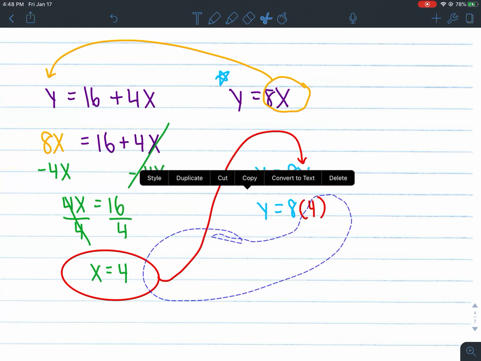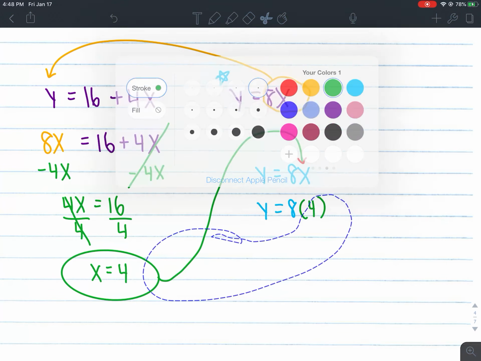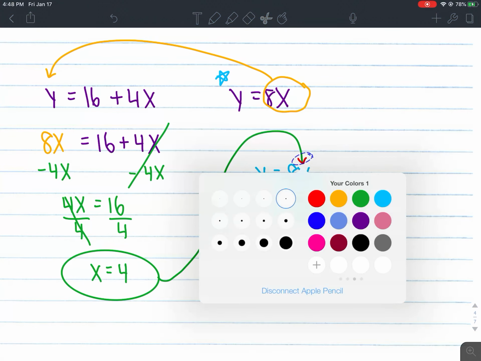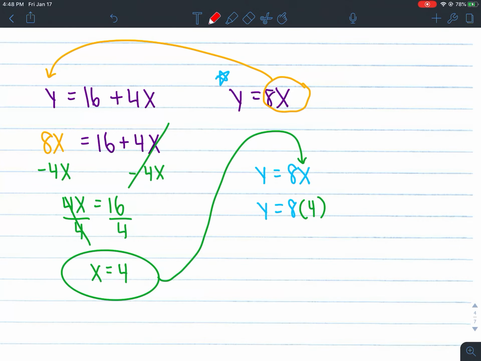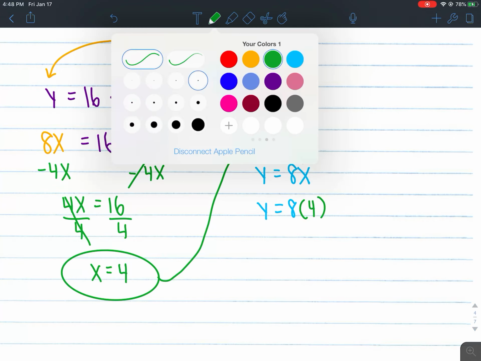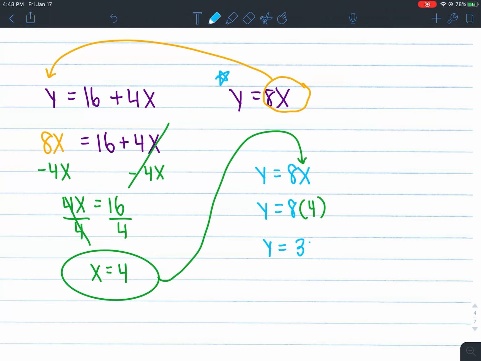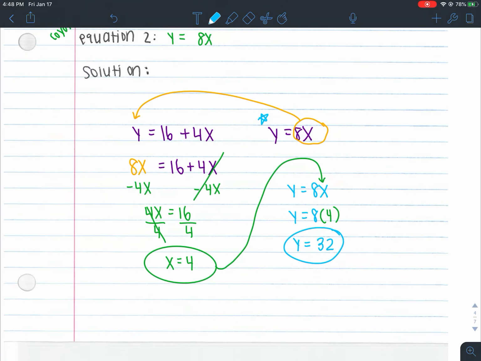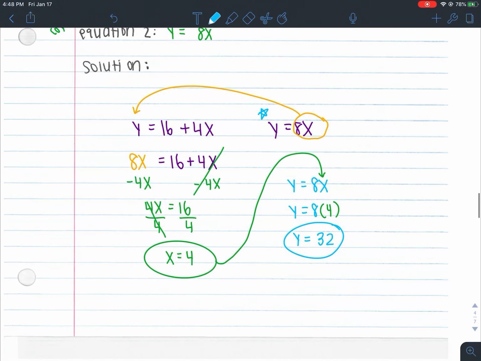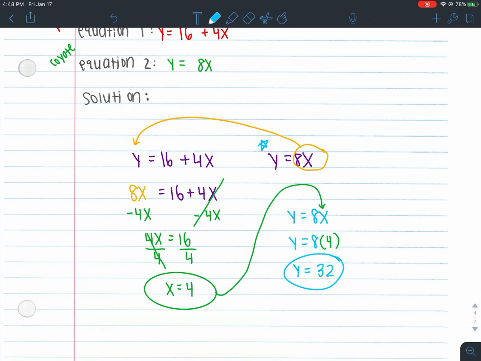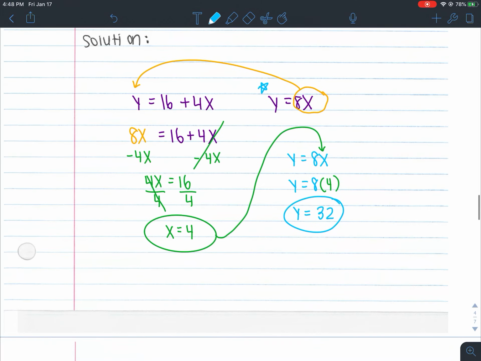Wait, why did this turn red? I'm so confused. All right. There we go. Well, what's 8 times 4? 32. So that's the other part of my solution. Now I could write a point here, but remember, this is a real world problem, so let's answer the question. Instead of writing 4, 32, what does our solution mean?